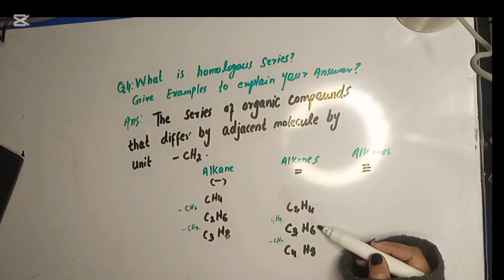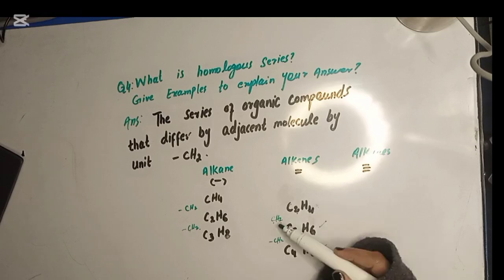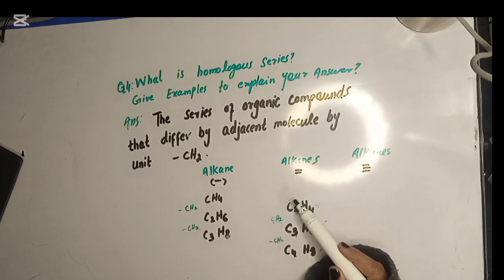It means the first member is different from the second member, or third member, or any member. Each member is different from the previous one by the unit CH2. Only by addition of CH2 you will get the next member of any homologous series.